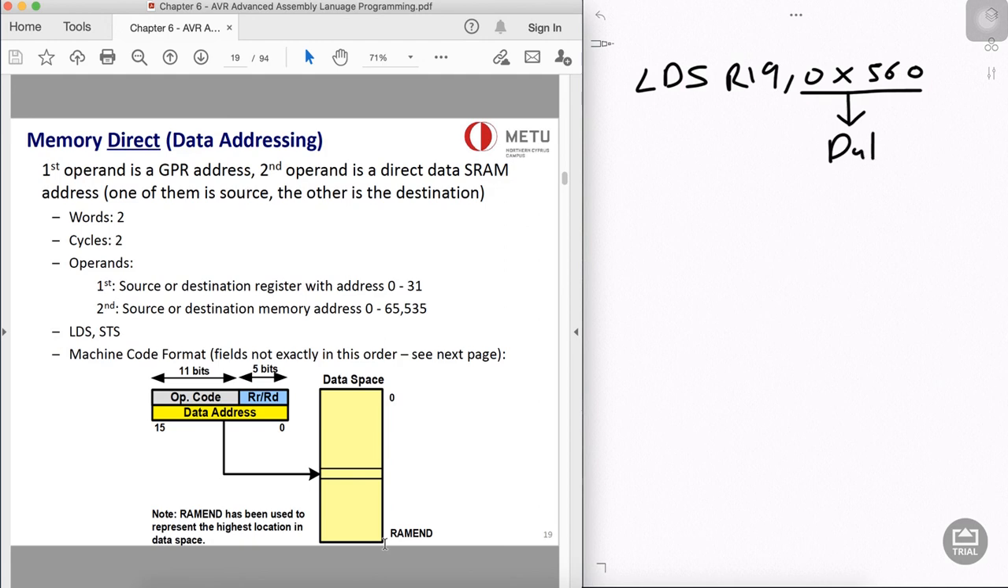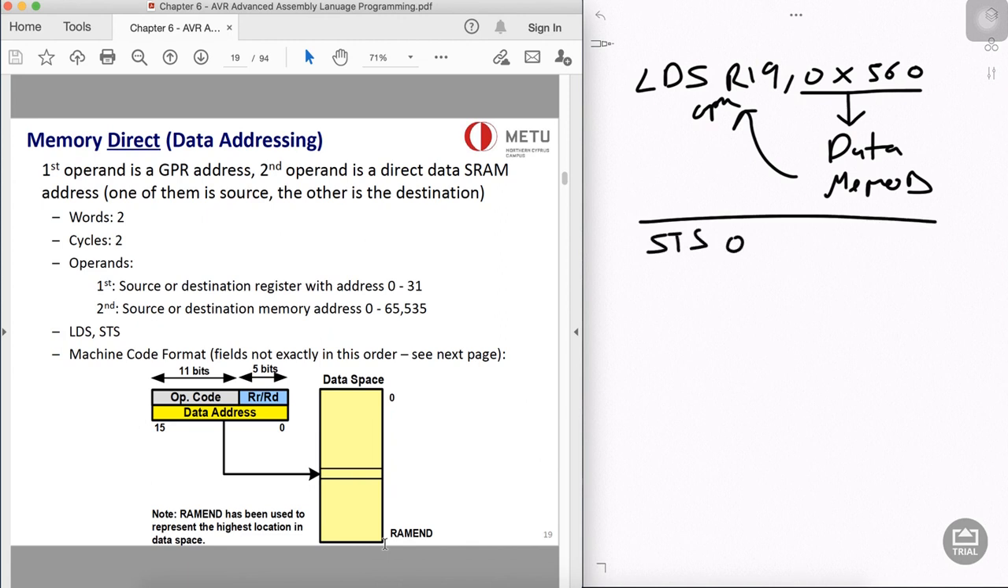So this is the part of the data memory, and that has to be copied into the GPR. The reverse operation of that is STS, if you do remember. So we have to specify the address of the data space, and then we are copying it from the GPR. So the position of the operands is changing based on the instruction that we are having.